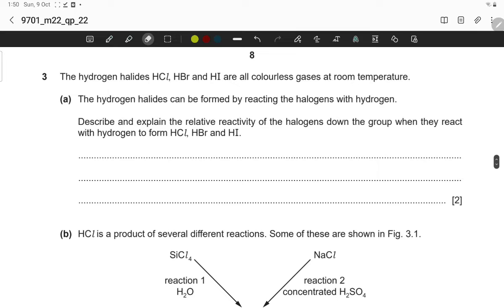Question number 3. The hydrogen halides HCl, HBr and HI are colorless gases at room temperature. Part A: the hydrogen halides can be formed by reacting the halogens with hydrogen. Describe and explain the relative reactivity of the halogens down the group when they react with hydrogen to form HCl, HBr and HI. So these are the halides of group 7.